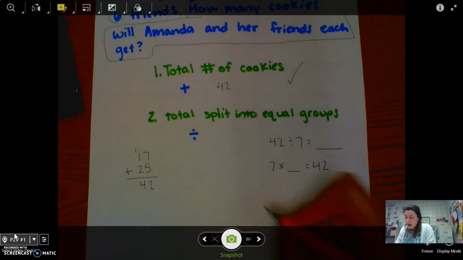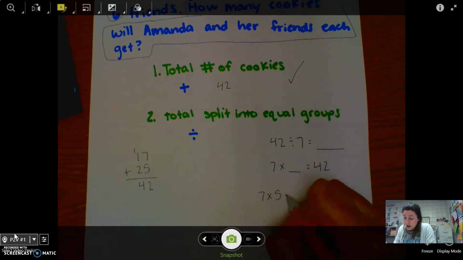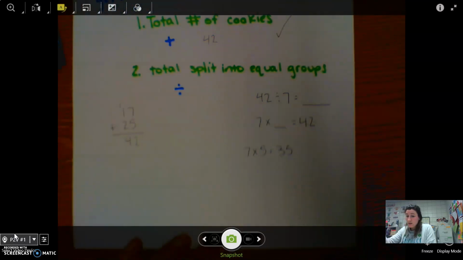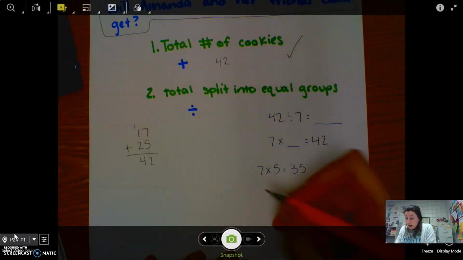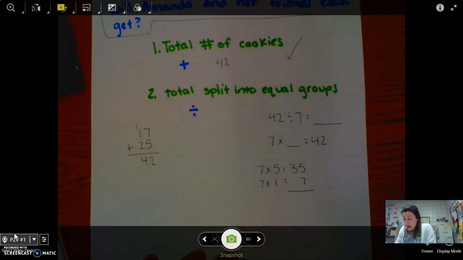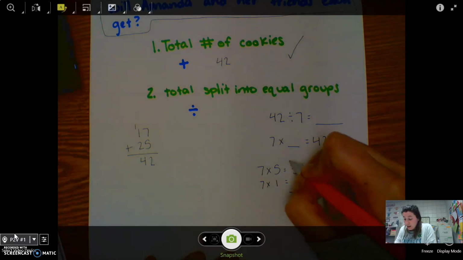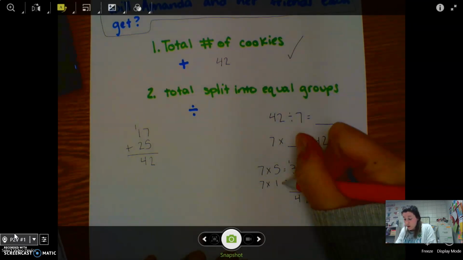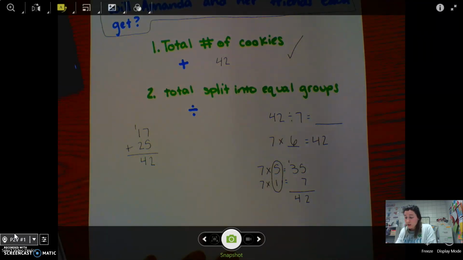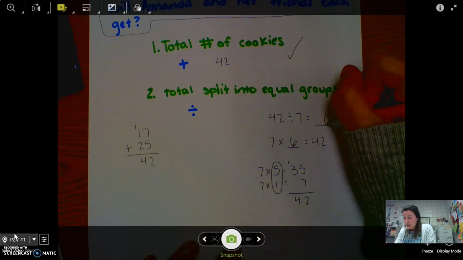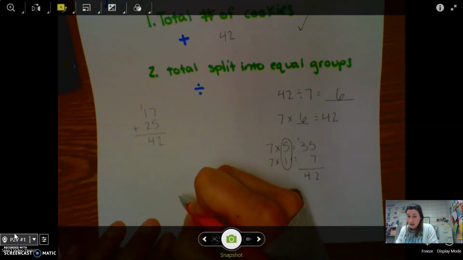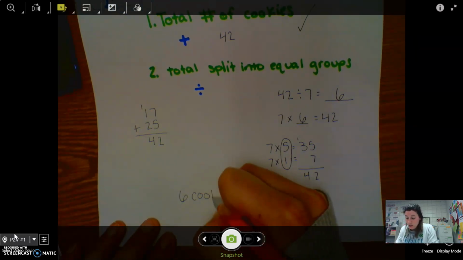I know that 7 times 5 is 35, using my friendly numbers. I know 7 times 1 is 7. 35 plus 7 I know is 42. So 5 plus 1, 6. So 7 times 6 is 42. So 42 divided by 7 is 6. So I know that each group is going to get 6 cookies. You cannot forget that label.